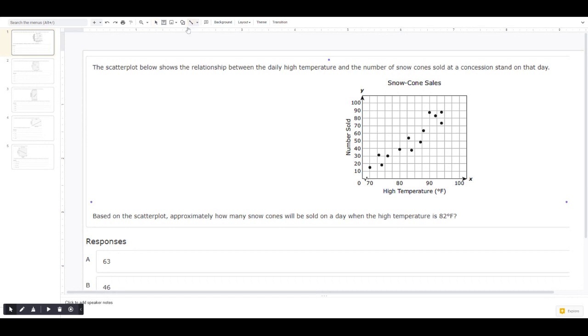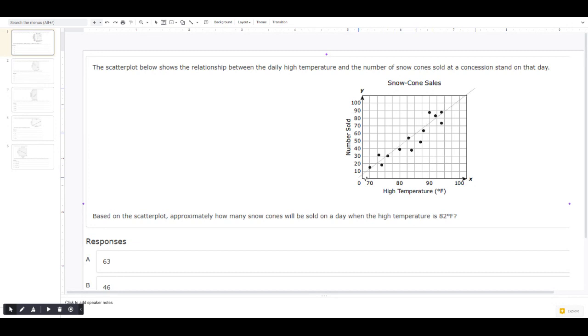So it says the scatter plot shows a relationship between the daily high temperature and the number of snow cones sold at a concession stand. Based on the scatter plot, approximately how many snow cones will be sold on a day when the high temperature is 82 degrees Fahrenheit. This keyword right here, approximately. Words like approximately, estimate, and predict, those three words generally tell you that you need to draw a trend line.